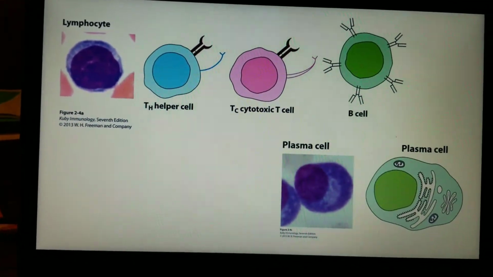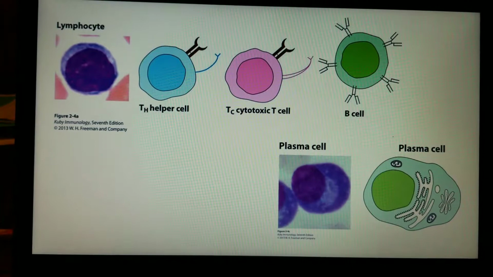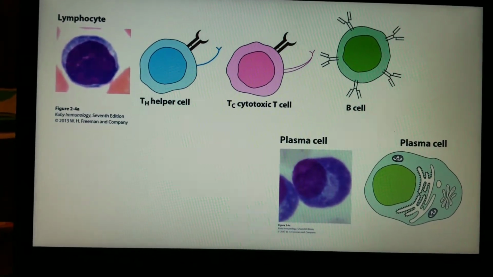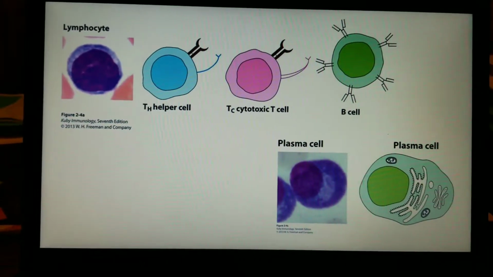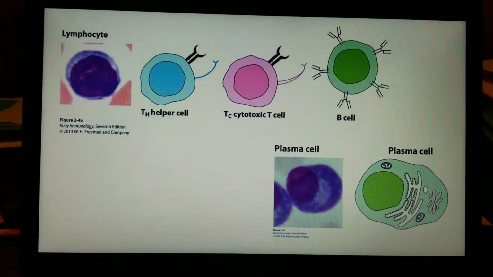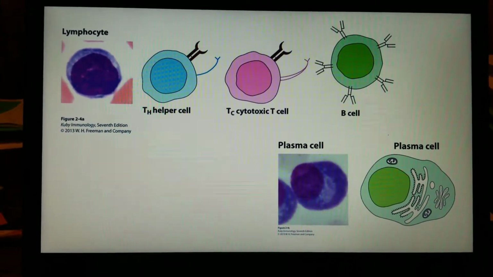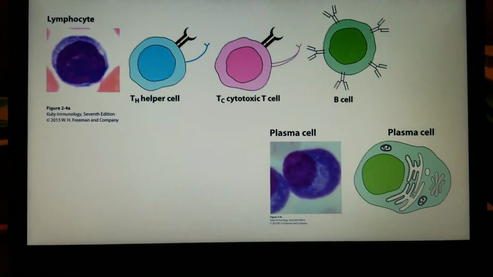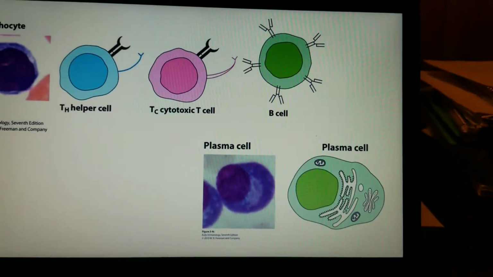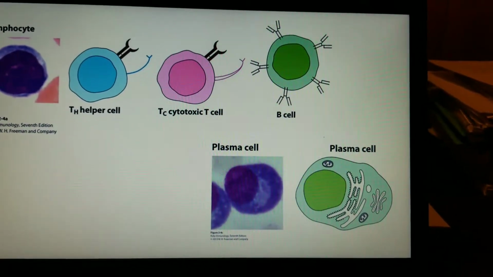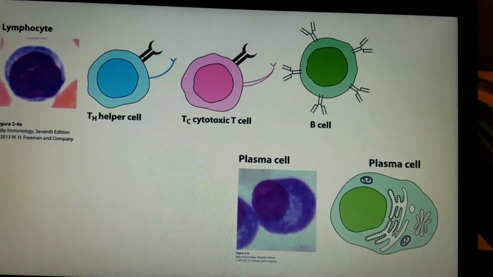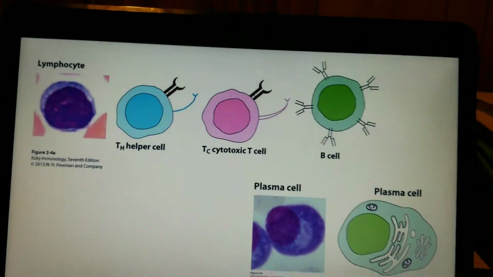Okay, here are some diagrams. Lymphocytes look basically the same under a microscope. The best way to identify them is by the receptors that they present. B cells do look a little different, and then plasma cells look very different. They're larger because they're basically just a factory, and the B cell has different kinds of receptors too.